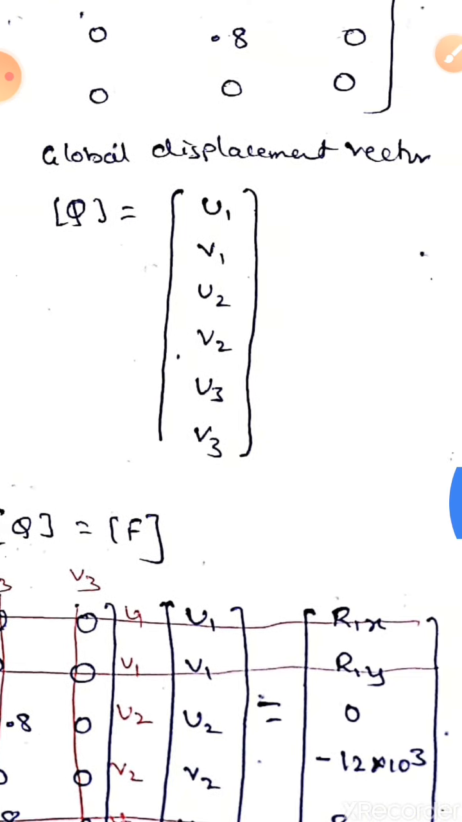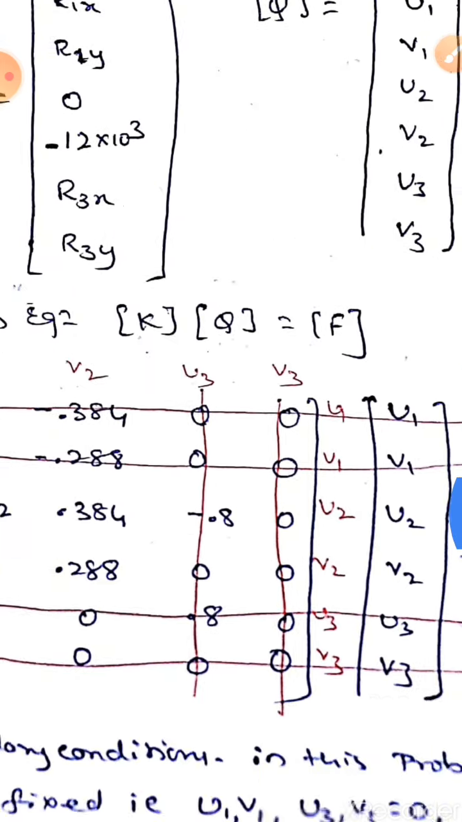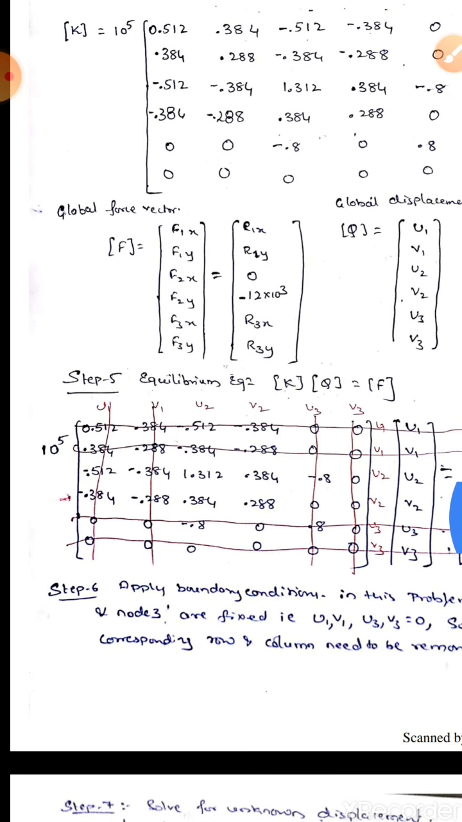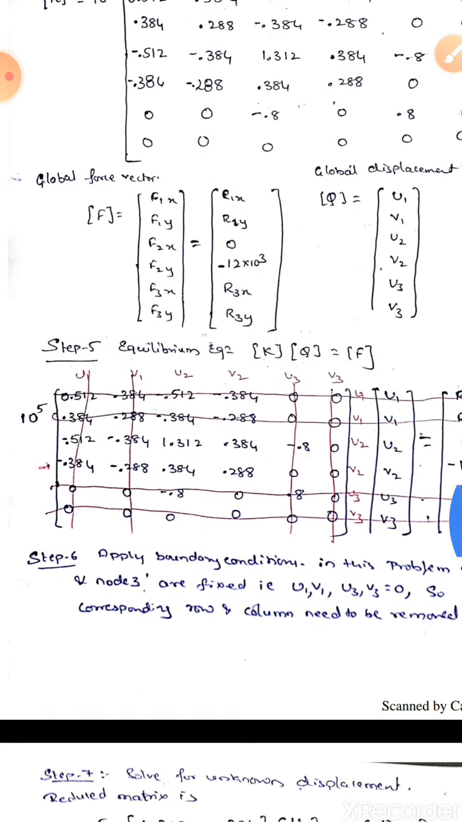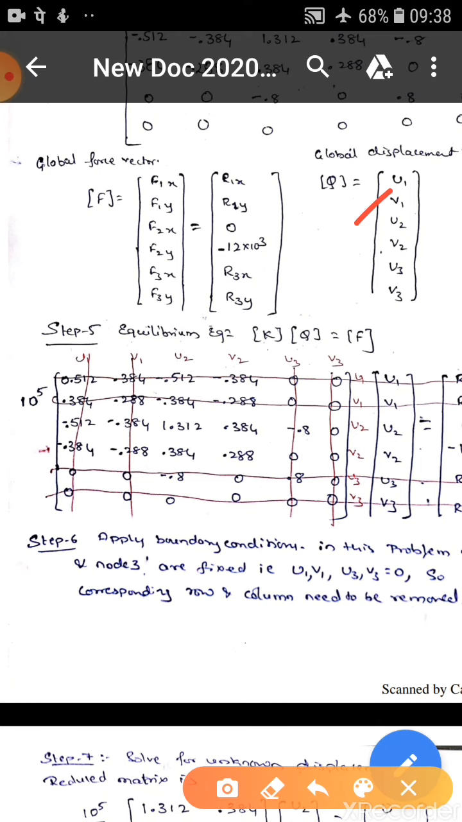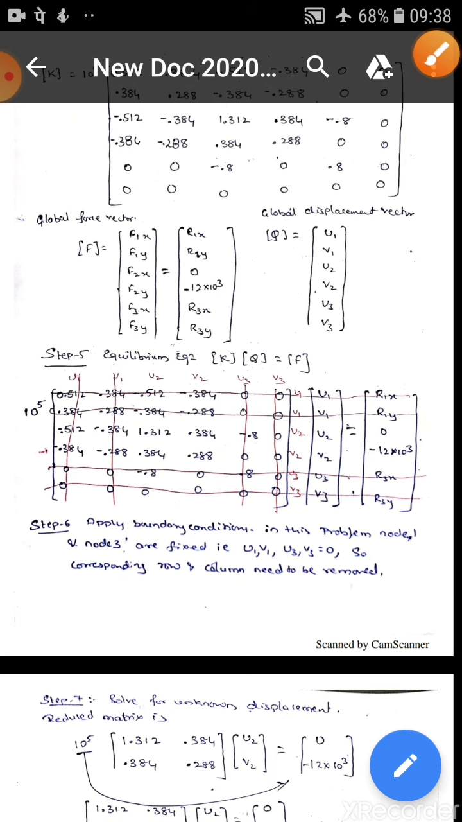Now write the global displacement vector q: u1 v1, u2 v2, u3 v3. Okay, now what is the next step? Step 5 is the equilibrium equation, K into q is equal to F. K, the global stiffness matrix, was determined in the previous step. Q, the global displacement vector, is also written, and the global force vector is also written in the previous step. Write K into Q is equal to F and substitute those values. Previous problems, that is problems in bars, were simple. We could write those steps again and again.